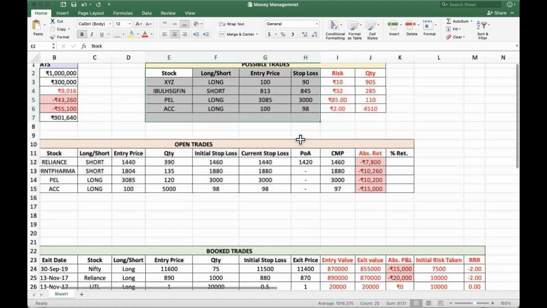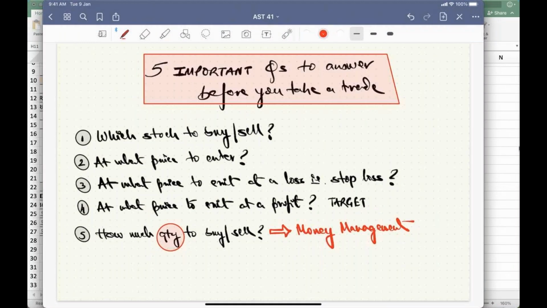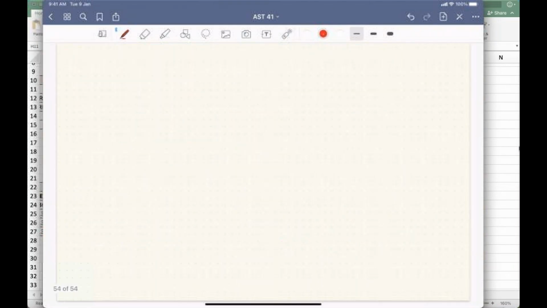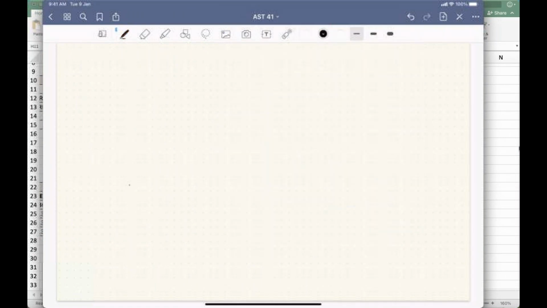Next part is the point of action, POA. Now, this is where the targets come into play. Let me share an example with you. Let's say you entered a trade at 100 rupees. The stock price was at 100.